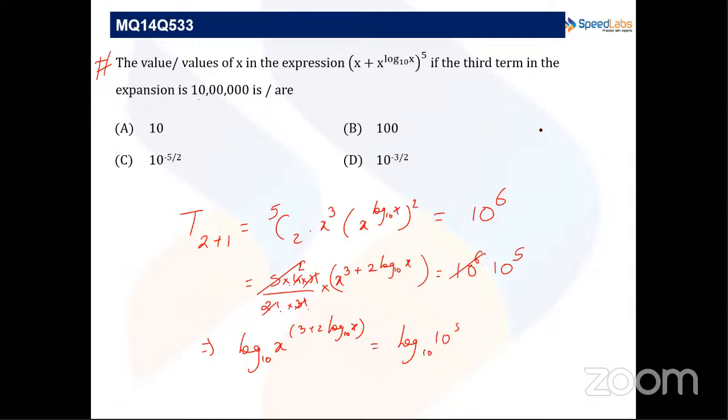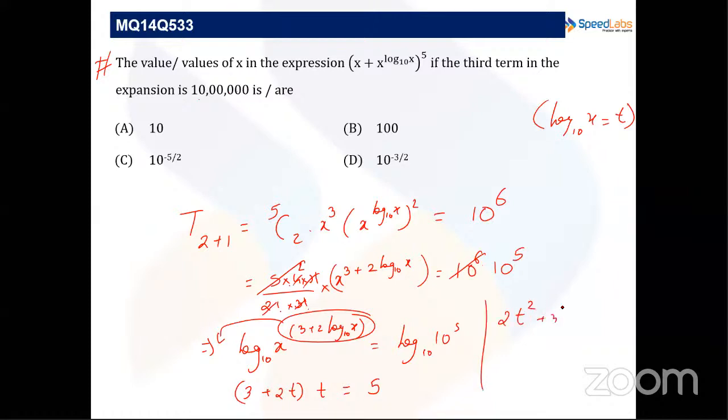So we will be writing log x to the base 10 equals t or something. So we will be having 3 plus 2t into t, because the power will come in front in multiplication, and it is equal to 5. So our quadratic equation will be 2t square plus 3t minus 5 equals to 0. On solving it, we will be getting t equals to 1, that is, t minus 1 is one factor, and 2t plus 5 equals to 0.